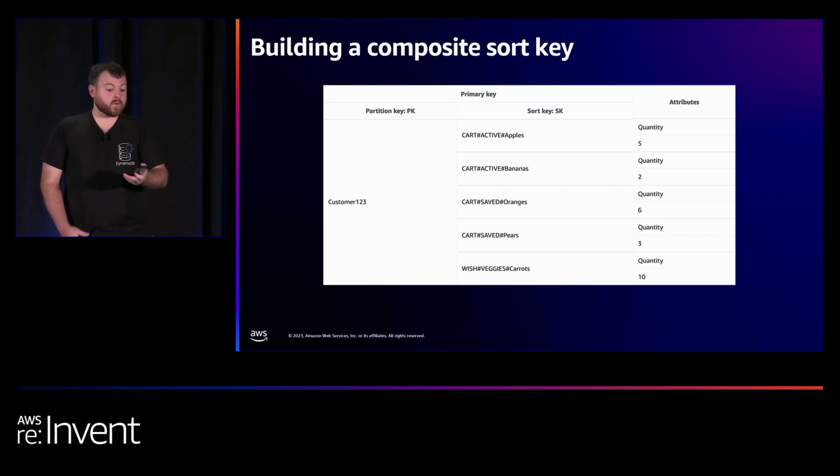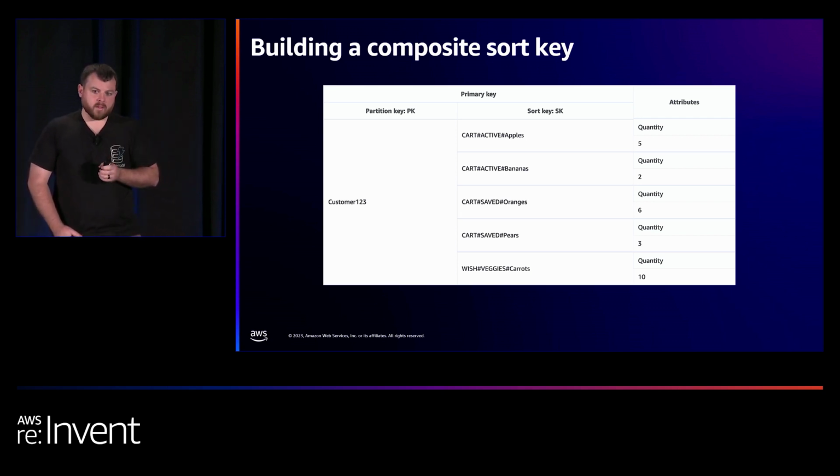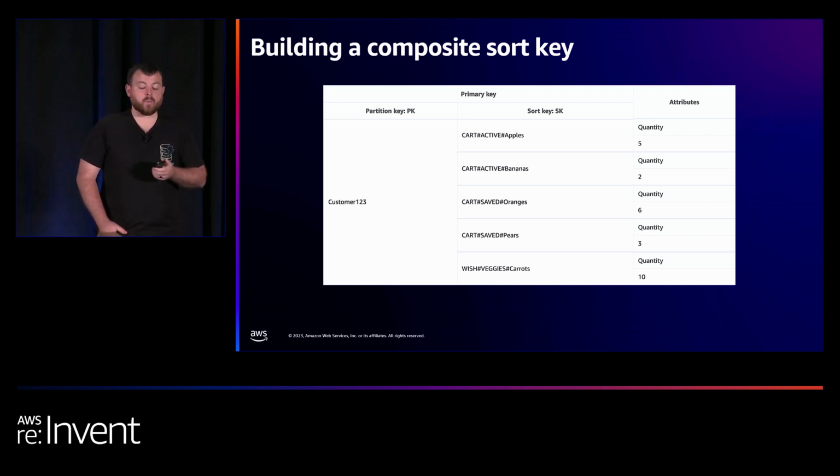So active or saved, we now have the ability to figure out whether I want to look at everything in the cart or active only. And then we're putting the actual ID of what we're pointing at. So this is the product SKU. And then the flexibility here comes where with this prefix structure, you see at the bottom we have wish.